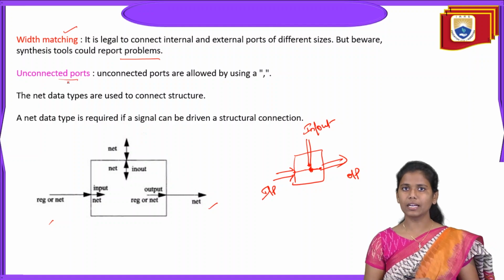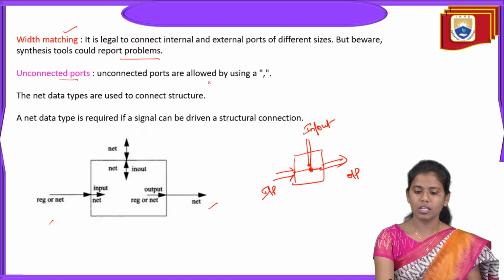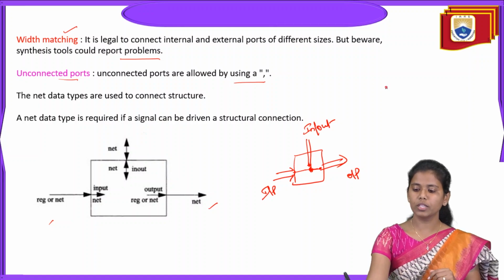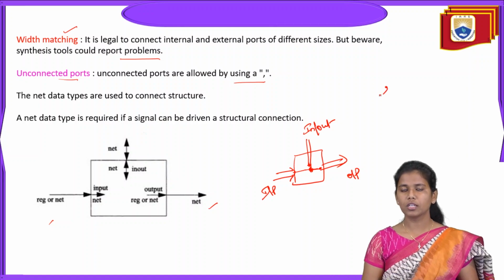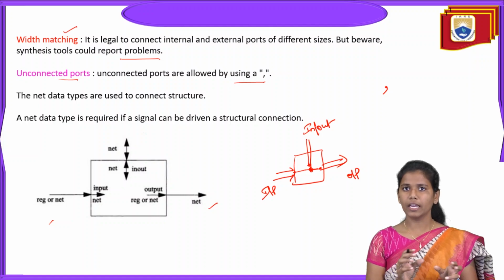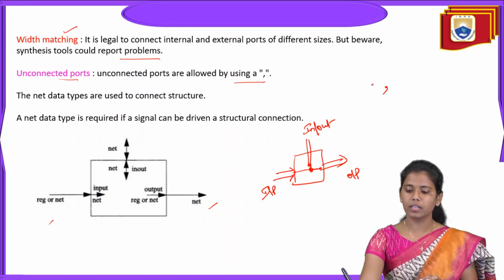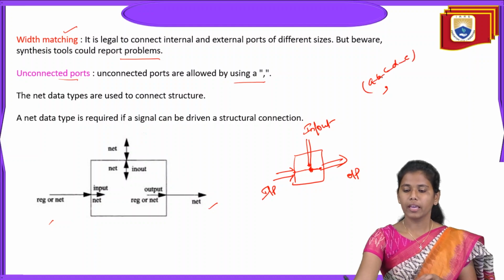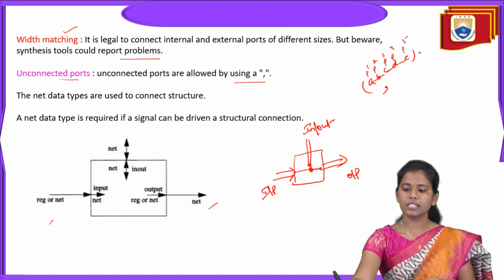Then, unconnected ports. So what are unconnected ports? Unconnected ports are allowed by using a comma. Sometimes, in a sequence, in an array, we can write A, B, C, D, E. These are the connected ports. A is connected to port 1, B to port 2, C to port 3, D to port 4 and E to port 5. So this is a connected port, a connected module.